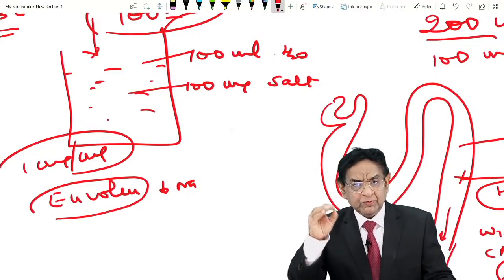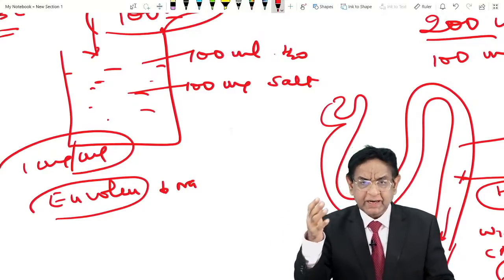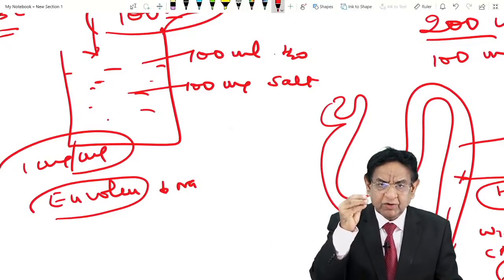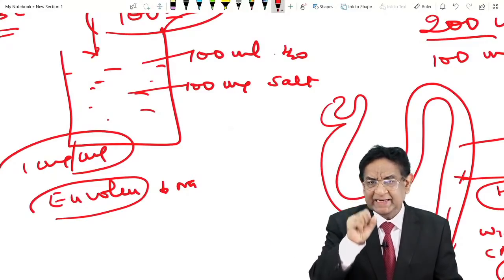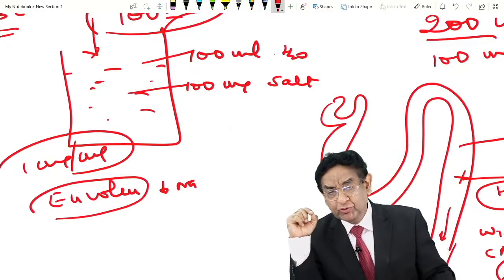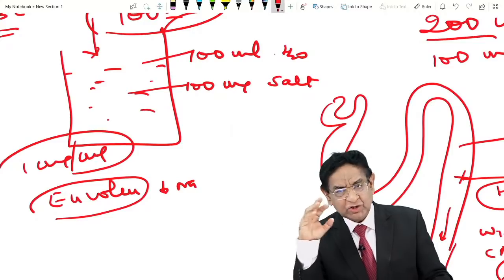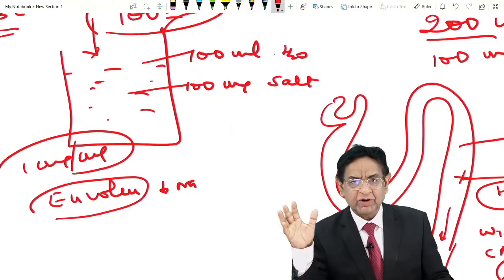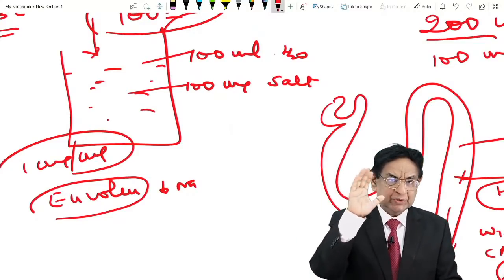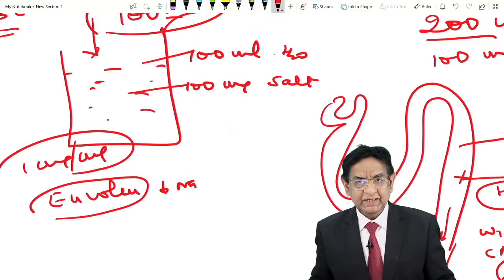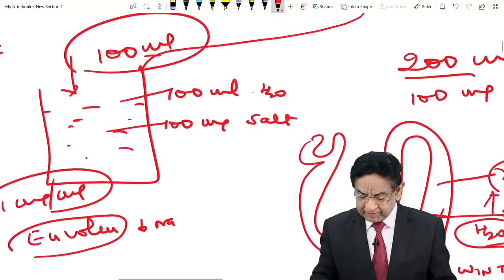And number two, we call it euvolemia, and this is because the volume is normal or slightly increased. Although we call it euvolemia, the volume is slightly increased, not totally. But traditionally, we call it euvolemia because there is no edema. Sir, explain to us. We are confused.